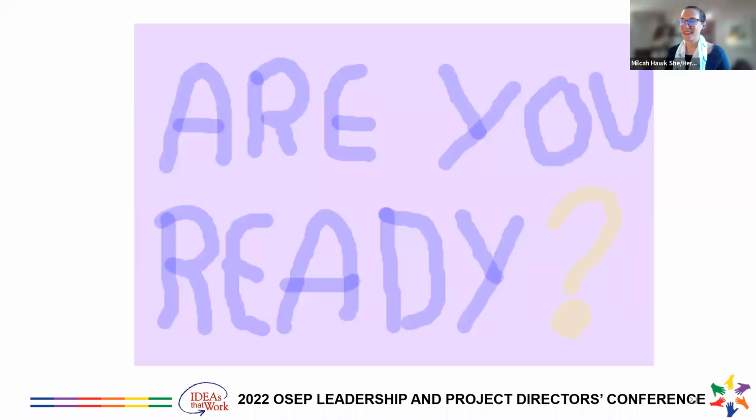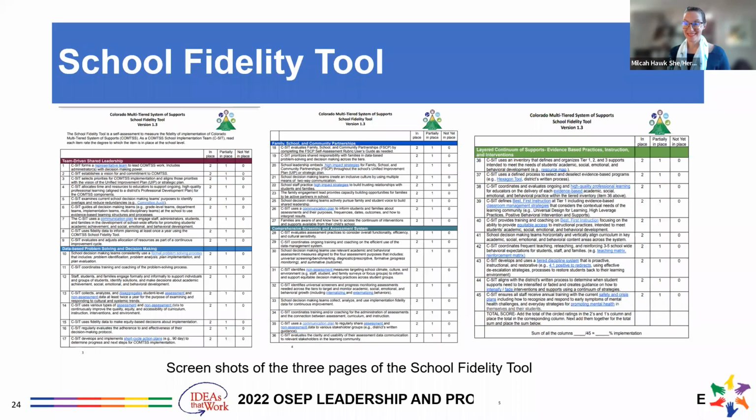Thank you so much, Erin, for explaining the development and the pilot of the school fidelity tool. And I now get the best part. Are you ready? Here it is, the school fidelity tool. You can see that the tool itself is 3 pages long with 45 items. The 5 essential components of COMTSS are used as the organizational structure for the tool.